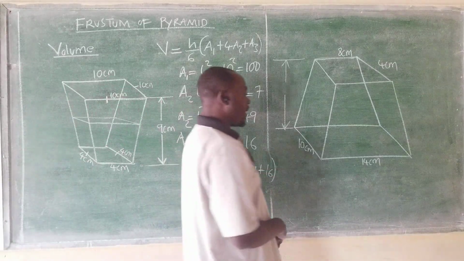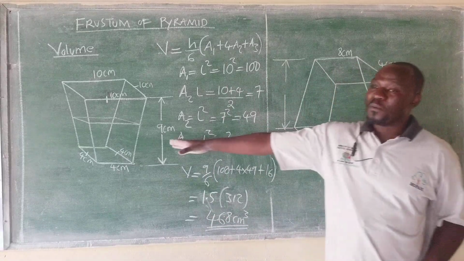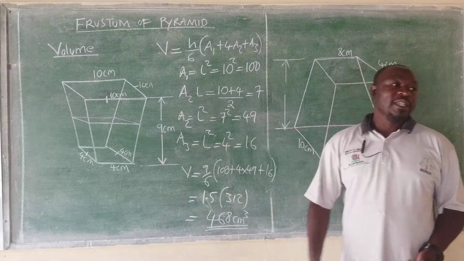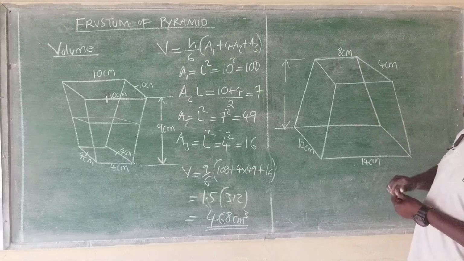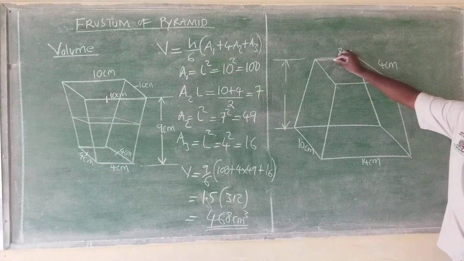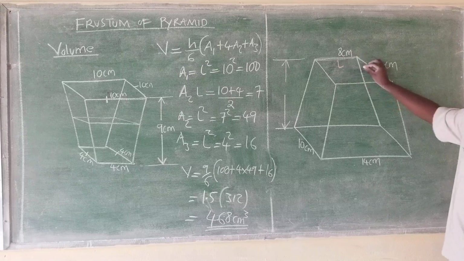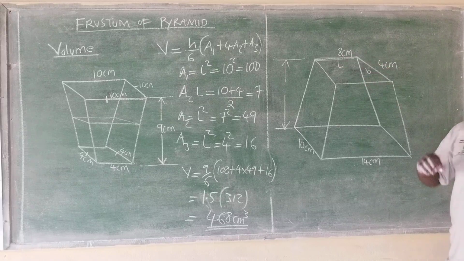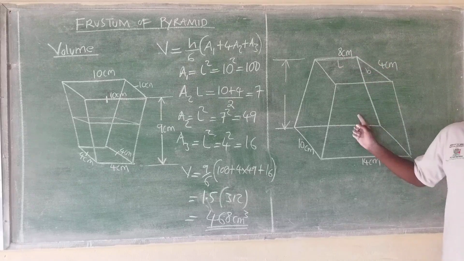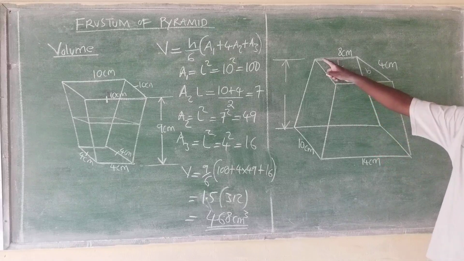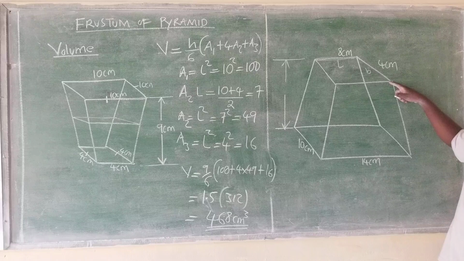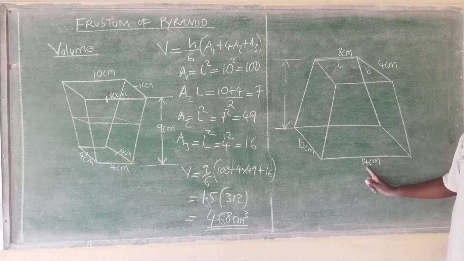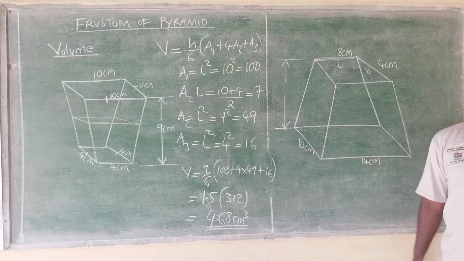Okay, let's come to this one. Now, this one is a bit different from the first one. The only difference is that it's not a square. This is a rectangle, a rectangular base. So on top here we have 8 by 4. Down here you are 14 by 10.